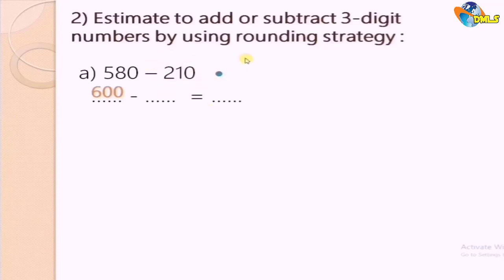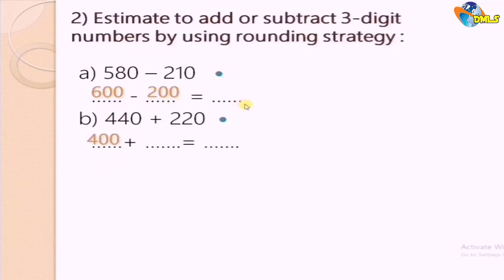The second number, 210. 3-digit number. In the rounding strategy, we look at the tens digit. Here the tens digit is 1. 1 is a weak digit. So 210 will round down to be 200. 600 minus 200, the result will be 400. Question B.